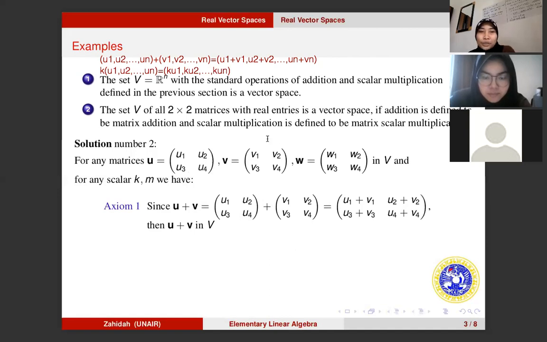Okay, how to show this V is a vector space? So we have to show that these two operations, matrix addition and scalar multiplication here, satisfy all 10 axioms of a vector space. Firstly, we need to take any matrices here.